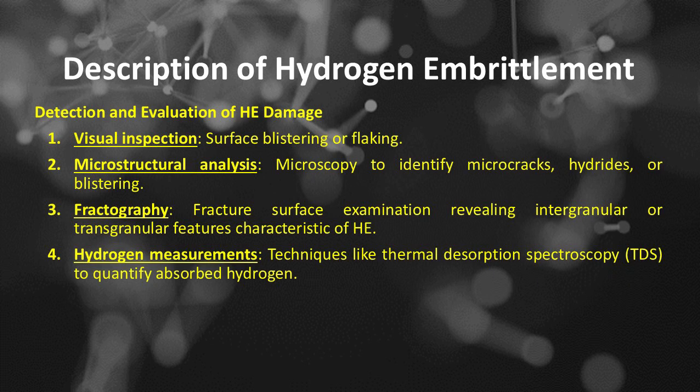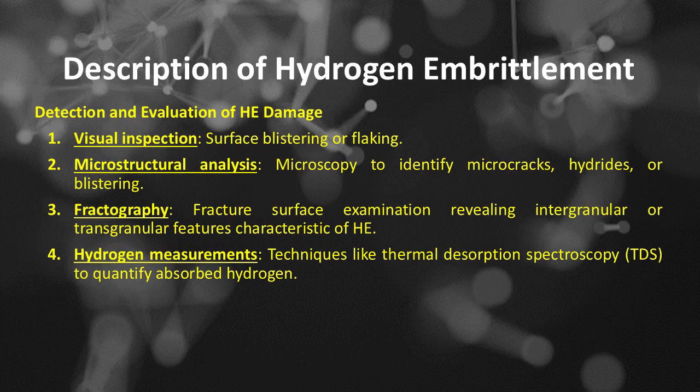Detection and evaluation of heat damage include, number 1, using the visual inspection method for surface blistering or flaking. Number 2, using the microstructural analysis method, with microscopy to identify microcracks, hydrides, or blistering. Number 3, using the fractography method, with fracture surface examination revealing intergranular or transgranular features characteristic of HE.